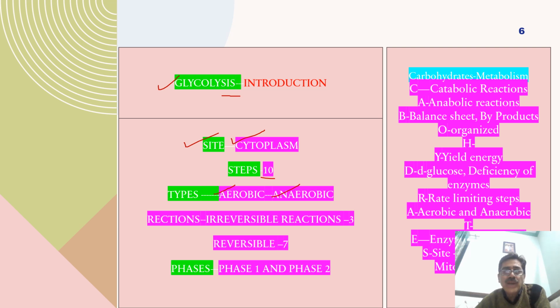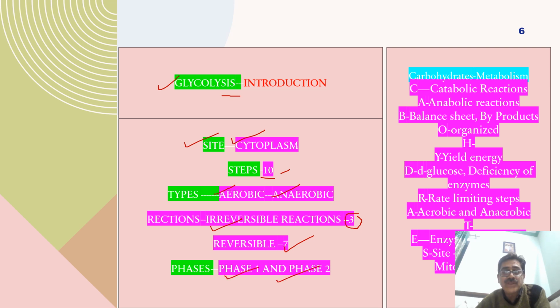Then you find various reactions in glycolysis. Some of these reactions are irreversible, some are reversible. Out of 10 reactions, 3 reactions are irreversible: the first reaction, the third reaction, and the last one. The rest of the reactions are reversible. So you have 7 reversible reactions and 3 irreversible reactions. It is carried out in 2 phases, phase 1 and phase 2.